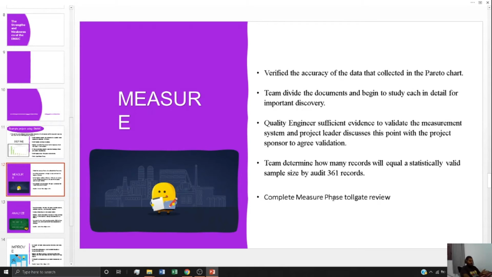At this point, the quality engineer explains that with the supporting evidence, the team has sufficient means to validate the measure system. The project leader discusses this point with the project sponsors. Both agree that the team does have enough to validate the accuracy of the data. Next, the team needs to determine how many records will be equal to a statistically valid sample of data.